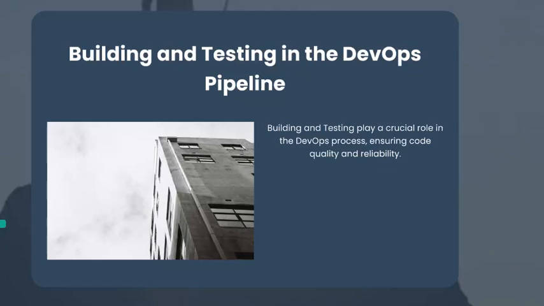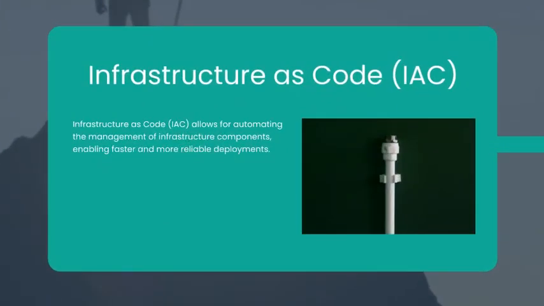Let's understand build and testing in the DevOps pipeline. Build and testing play a very crucial role in DevOps. Once the code is checked in, it has to be built. Once the build is done, you have to test it. Building and testing play a crucial role, ensuring that whatever new change is pushed by the developer is safe to go ahead.